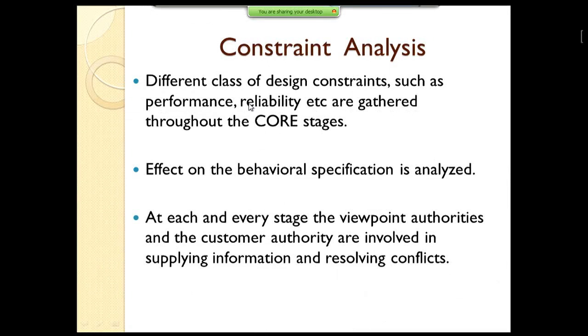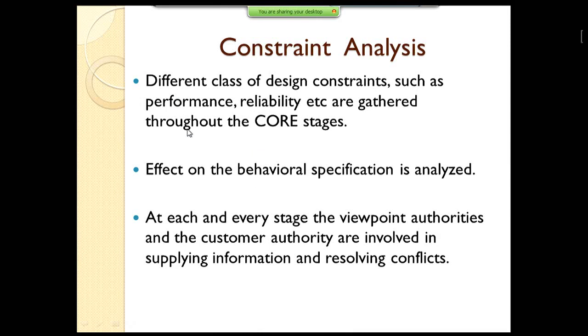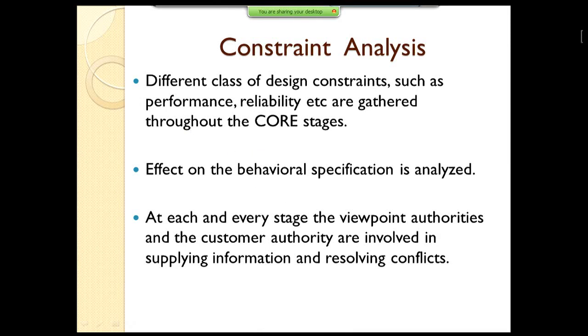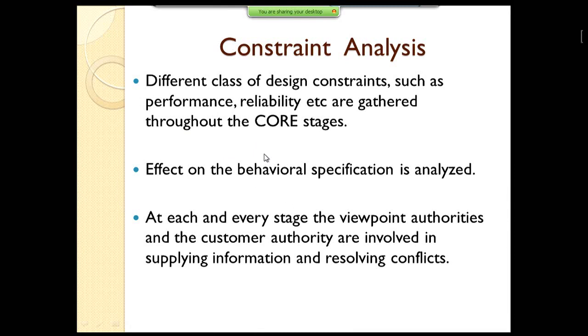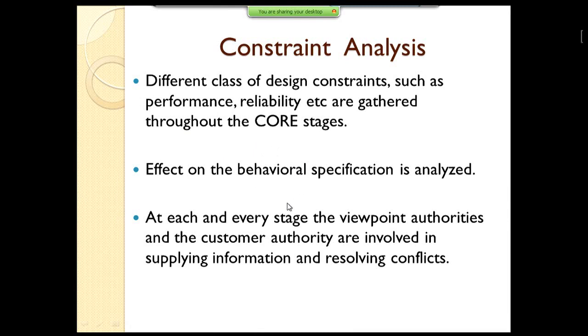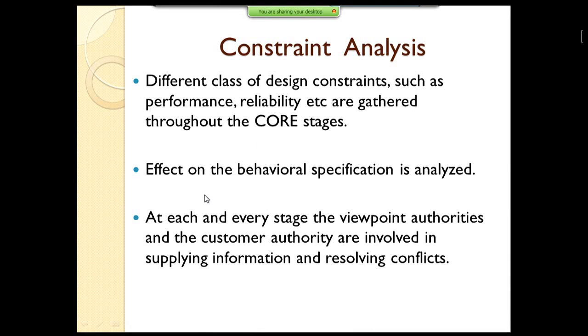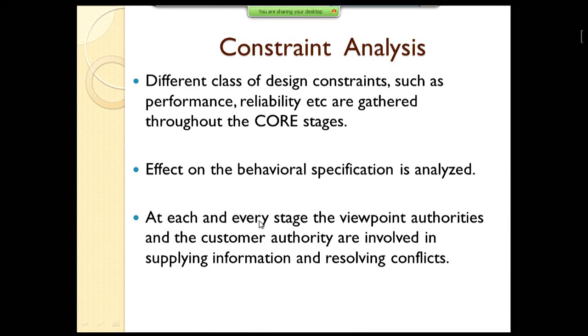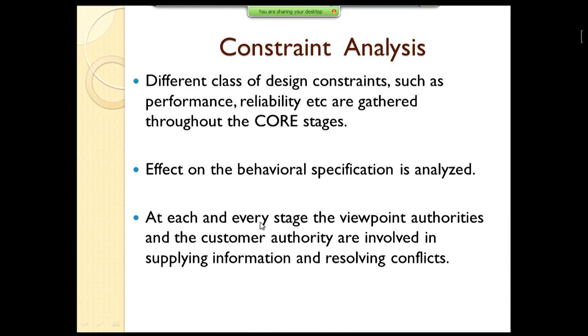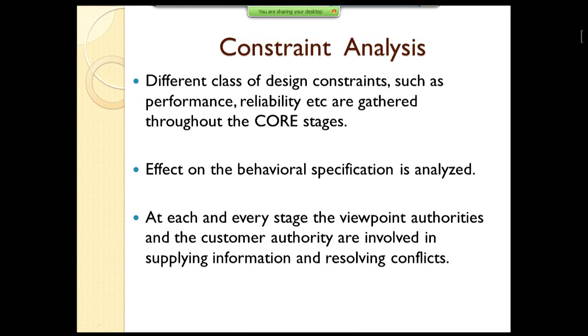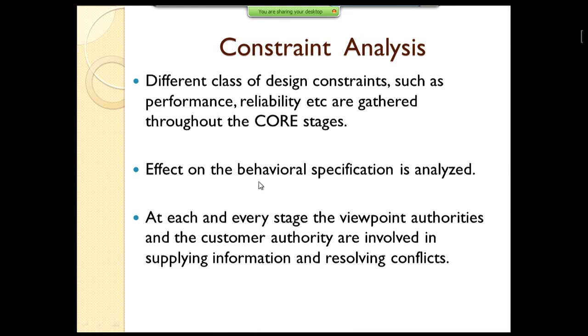And the last step is constraint analysis. Different classes of constraints such as performance, reliability, etc. are gathered throughout the stages. All the reliability and maintenance issues are observed at each and every stage. At each and every stage, the viewpoint authorities and the customer authority are involved in supplying information and resolving the conflicts. The behavior specification is also analyzed in this step.